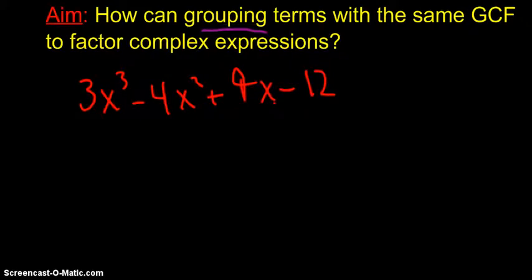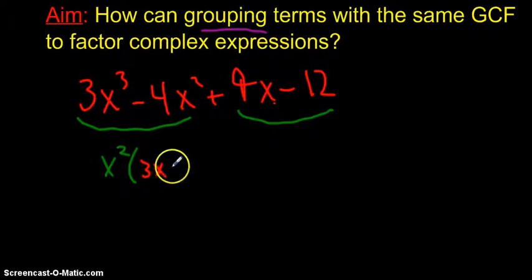And the answer is whichever ones work. Sometimes it works for multiple groupings. So just as an example, we'll group the first 2 terms and the second 2 terms. Alright, now we find the GCF of those 2 terms. GCF of 3x to the third and 4x squared is x squared. And that'll leave over 3x minus 4.